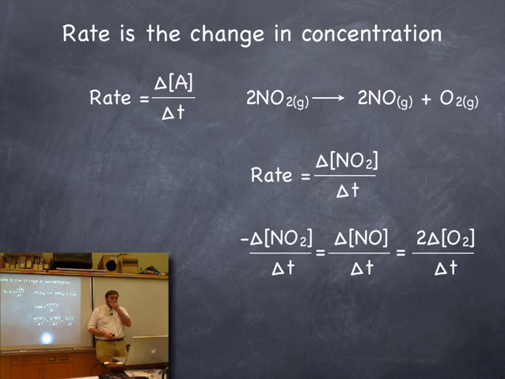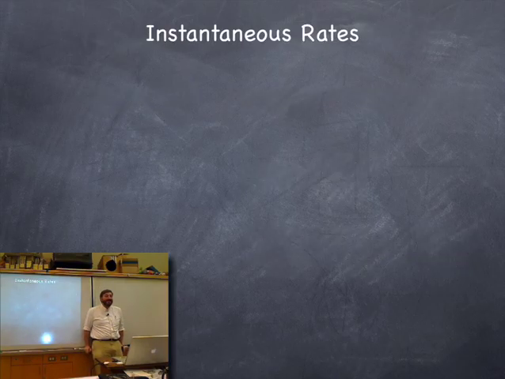Now, the rates that we're describing here are what we would call average rates. We're taking the average change in concentration over time, okay? But frequently what we want to know is what we call the instantaneous rate. And that instantaneous rate is what is the rate right now at this point in time. Essentially, you shrink that delta t value down until it is at one particular time, at an instant in time.